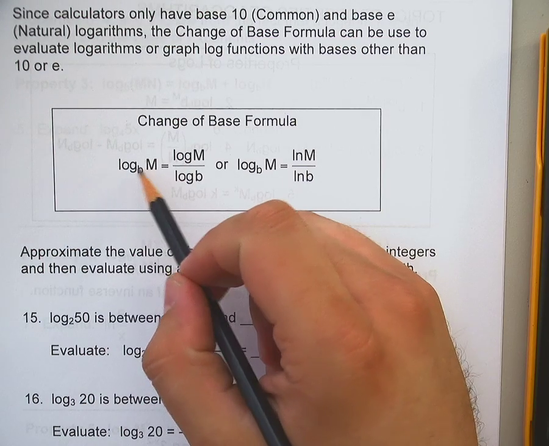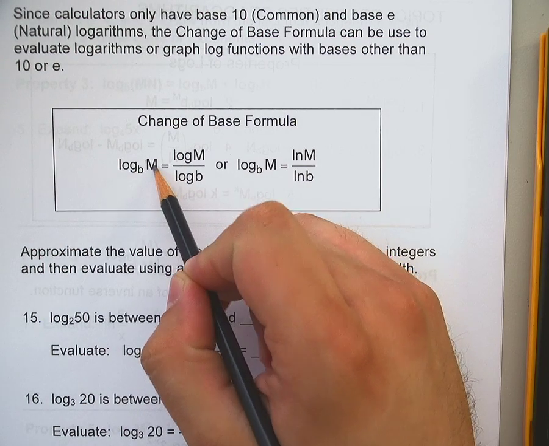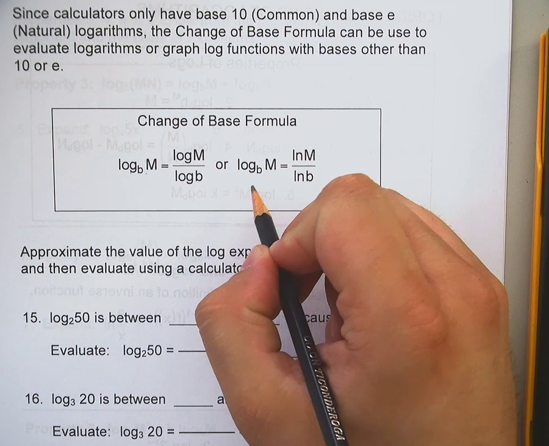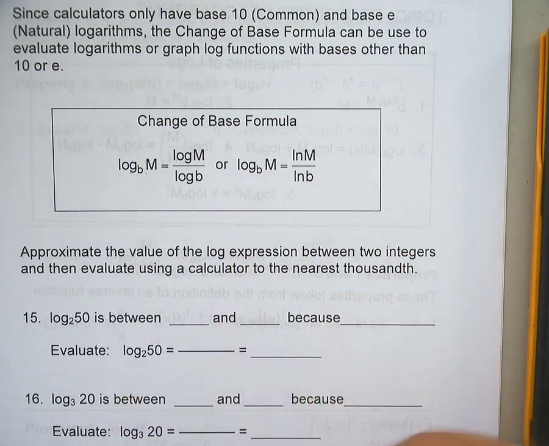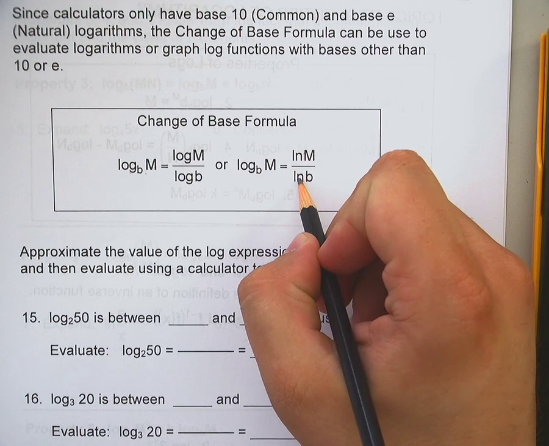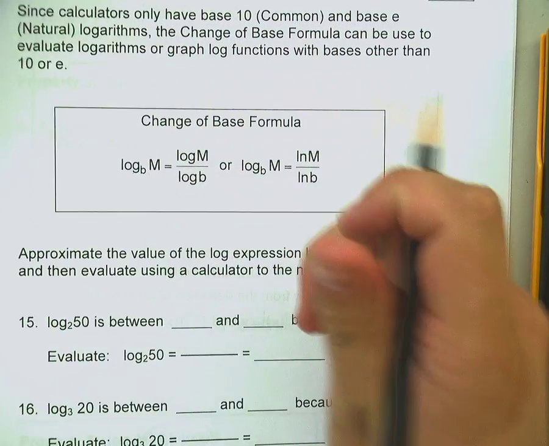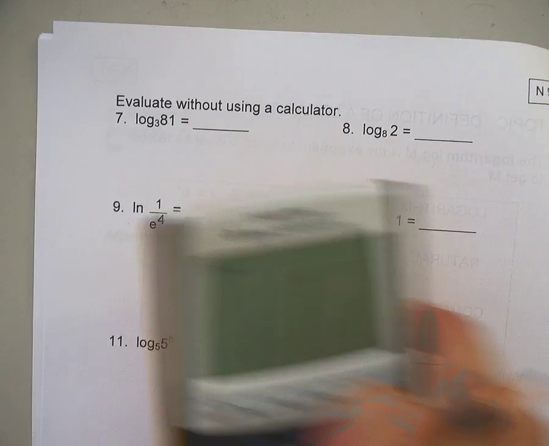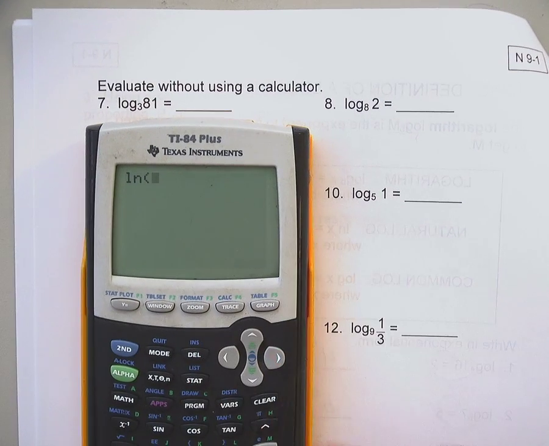And it's really simple. It's log of the big number divided by log of the little number. And because of how it works, you can also break this up into natural logs as well. So that's how I'm going to enter in some of this stuff over here. And I'd like you to follow along with me if you have your calculator with you.